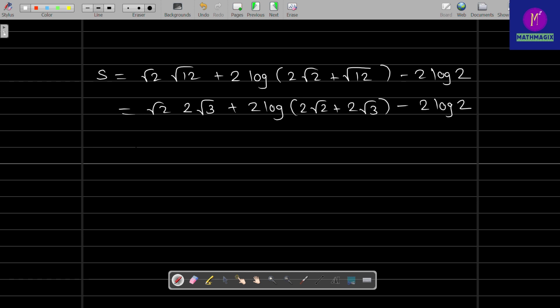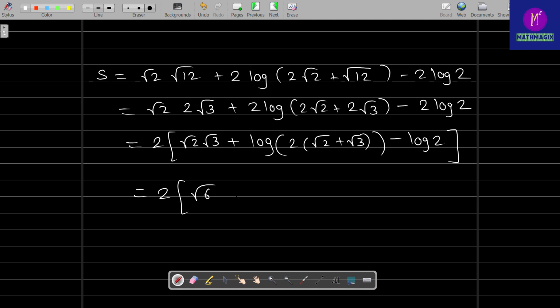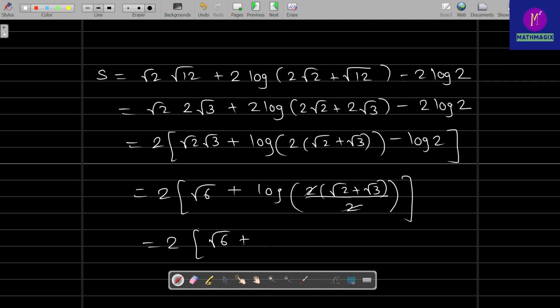I can take 2 common throughout so that we will get 2 into root 2 into root 3 plus log of, from this part if I take 2 common, I'll get 2 into root 2 plus root 3, minus log 2. So this is the same as 2 into root 6 plus log of, in this part I can use a property of log: log a minus log b is nothing but log of a by b. So we will get log of 2 into root 2 plus root 3 upon 2. This 2 gets cancelled, and hence the final answer is 2 into root 6 plus log of root 2 plus root 3. Thank you.